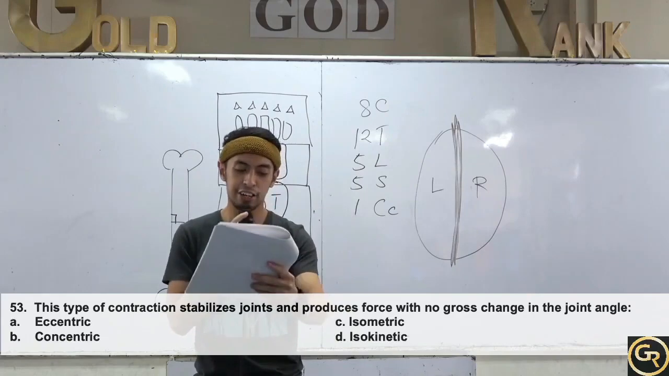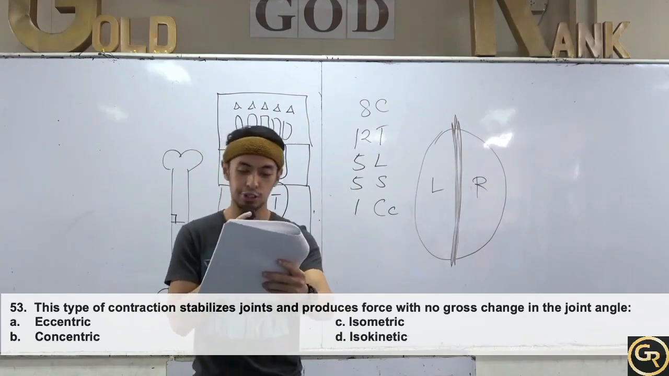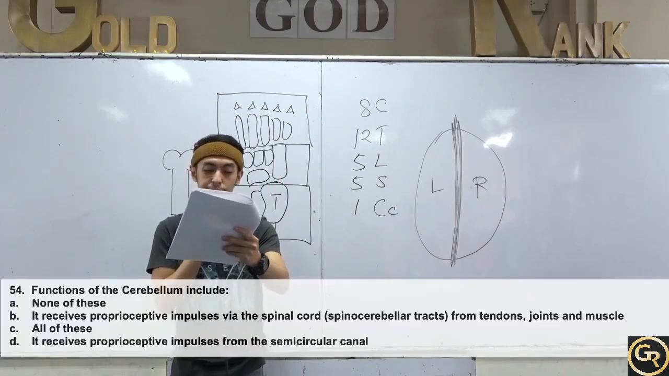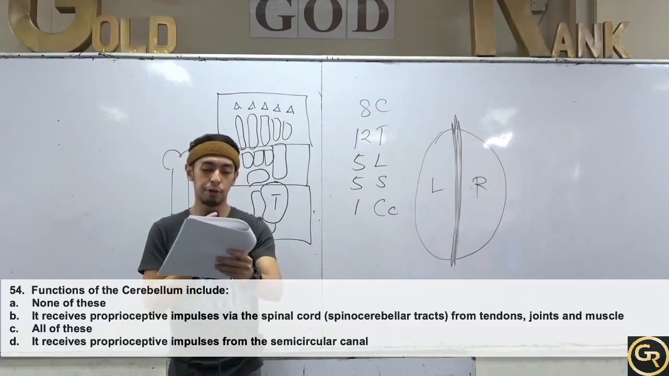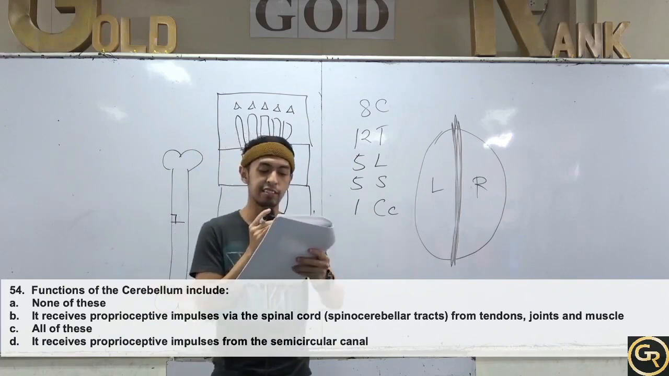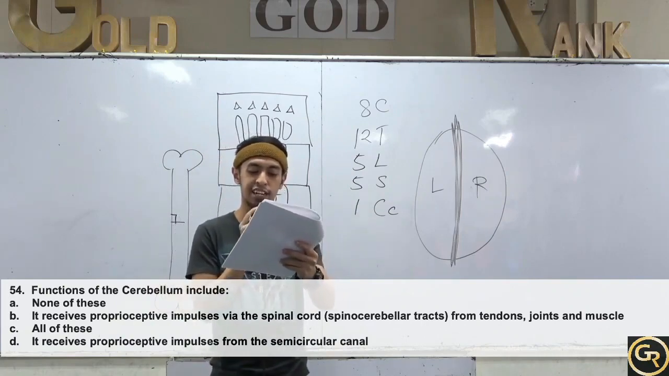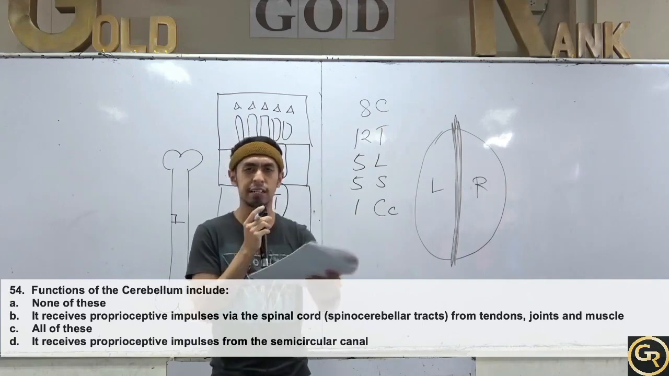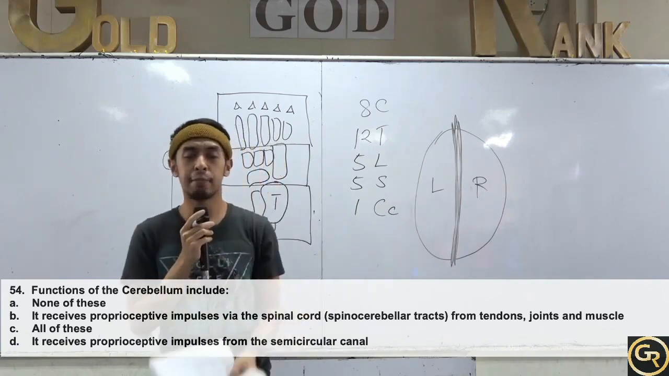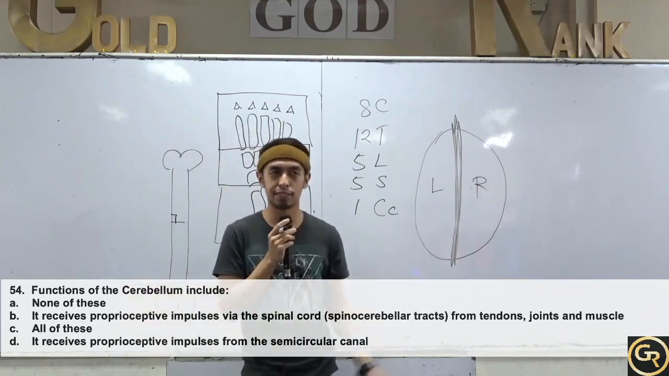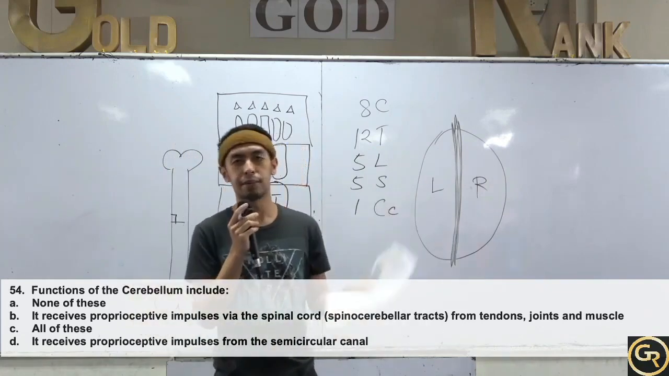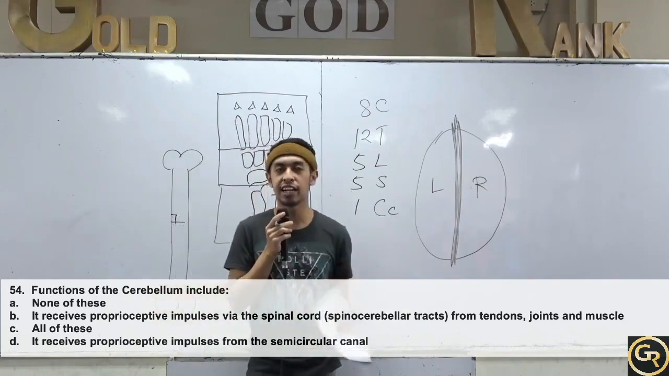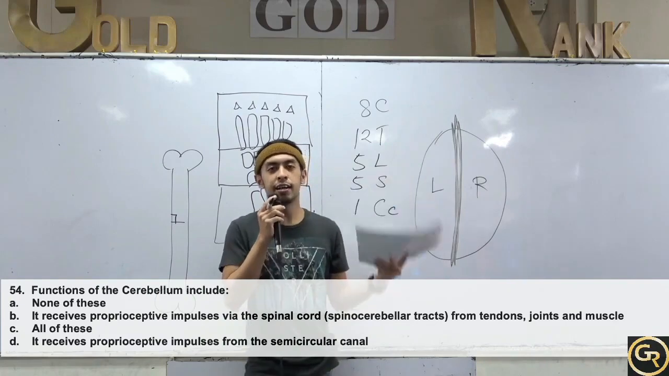Tama po ba? So for number 53, again, it's your isometric. Okay? 54. Functions of the cerebellum include, so ano po ang mga function na yon? Letter B, it receives proprioceptive impulses via the spinal cord or spinocerebellar tracts from tendons, joints, and muscle. Yes, okay? Important po yun dahil nagpapadala po sila ng mga proprioceptive impulses towards your cerebellum so that your cerebellum can help modulate for balance function.